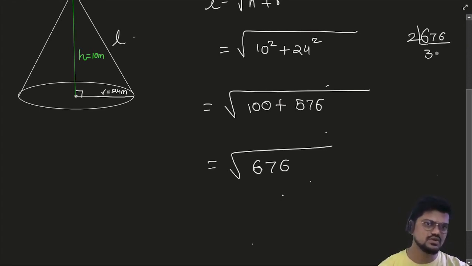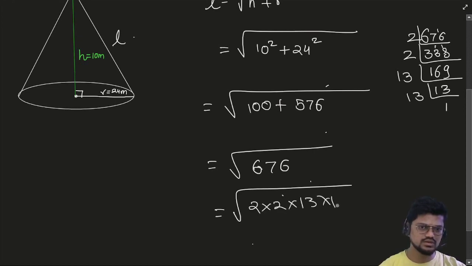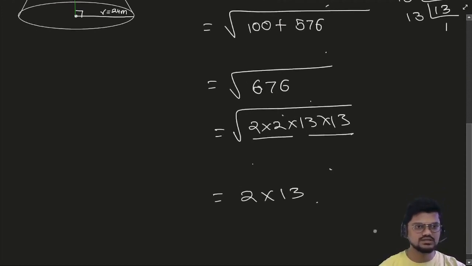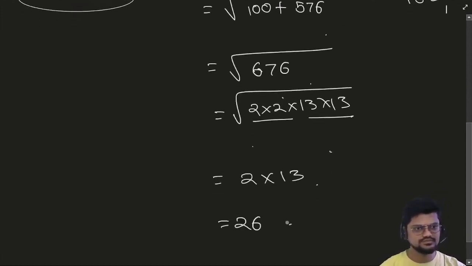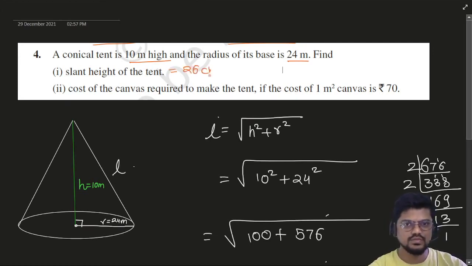So 2 3s are 6, 2 3s are 6 again, 2 8s are 16. Then 2 1s are 2, 2 6s are 12, 2 9s are 18. Again this will go in the table of 169, goes in the table of 13. So 13 13s are 169. So if I take it in the square root, it is square root of 2 into 2 into 13 into 13, right? So if you take these two as a couple, in the square root, one of them will come outside. So the answer is 26. Understood? So the slant height of the tent will be 26 meter.